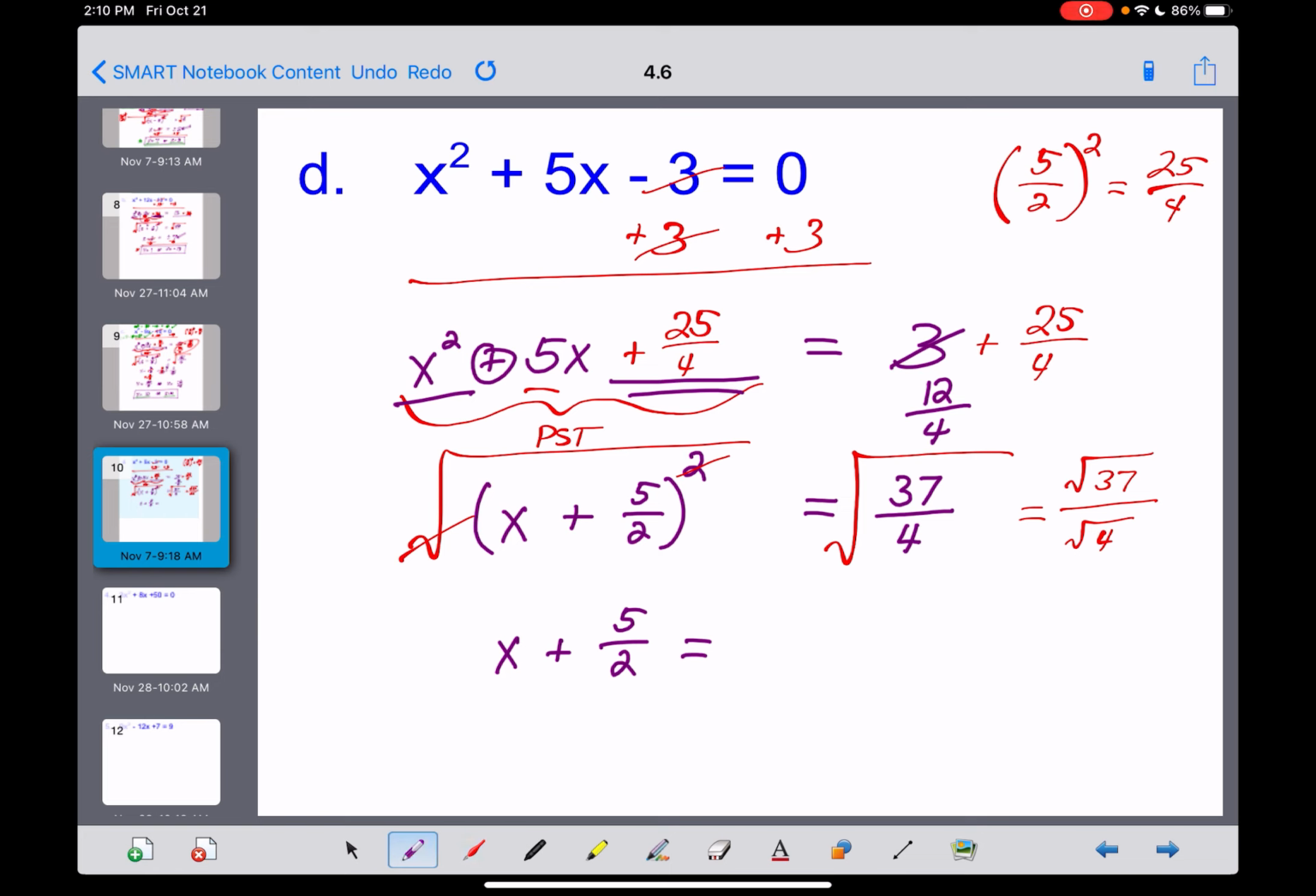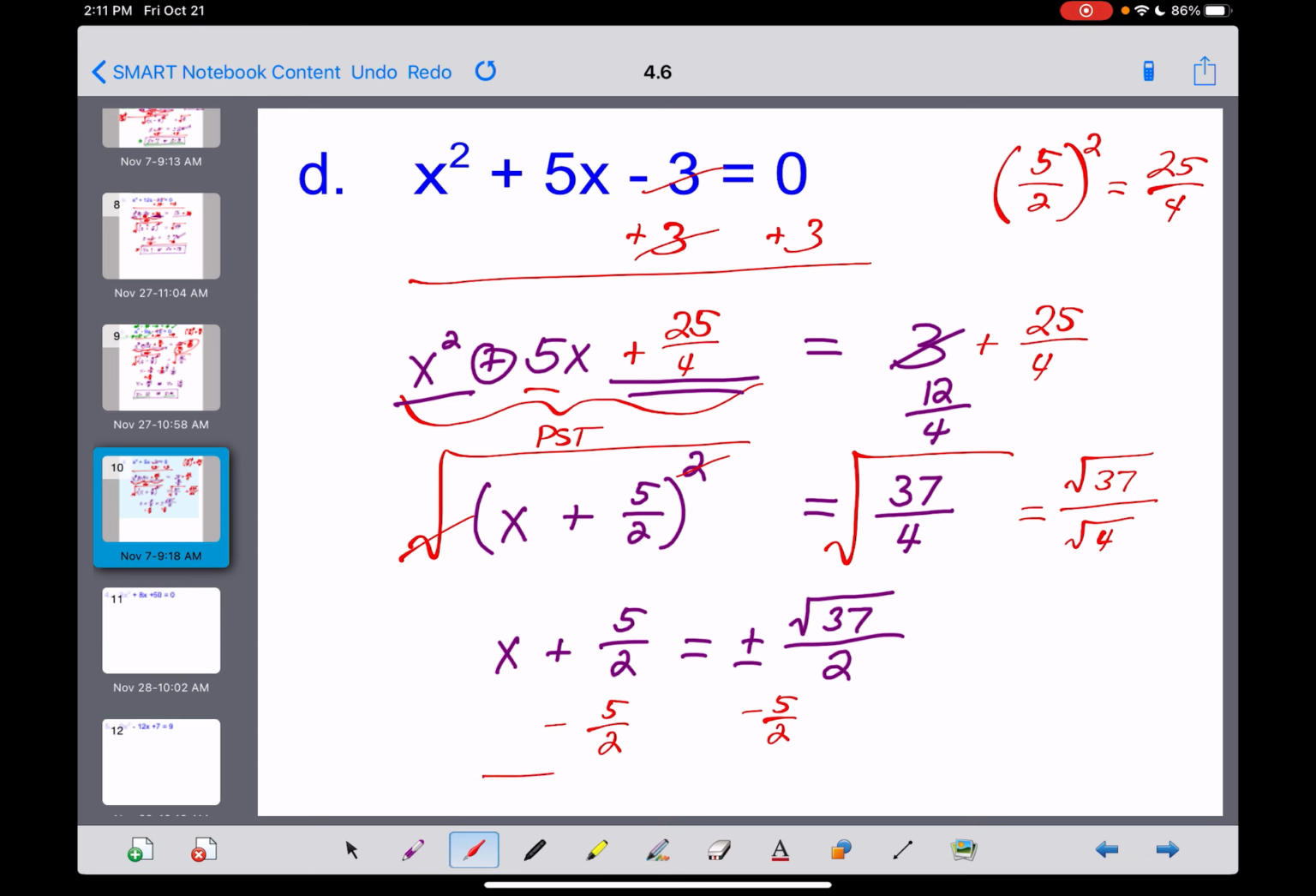Now, since 37 is not a perfect square and it doesn't have any perfect square factors other than 1, you can't do anything with it other than leave it as the square root of 37. However, down on the bottom, the square root of 4 simplifies very nicely to 2. And don't forget, guys, every time we take a square root, there's a plus or minus that goes in front of that. So that's as nice as you can make that right side, which really isn't very nice. And now we're going to get x by itself by subtracting 5/2 from both sides of this.